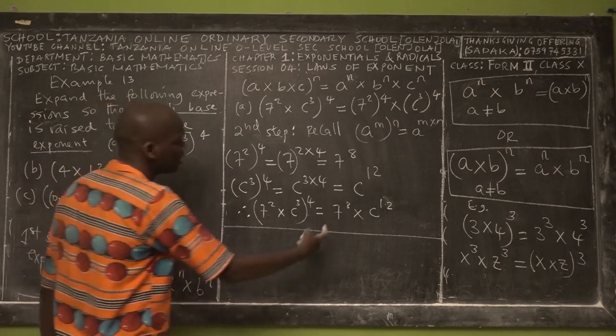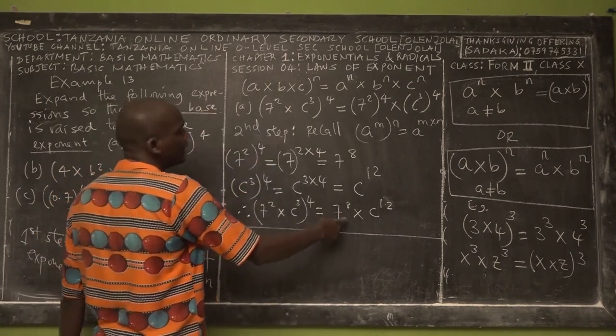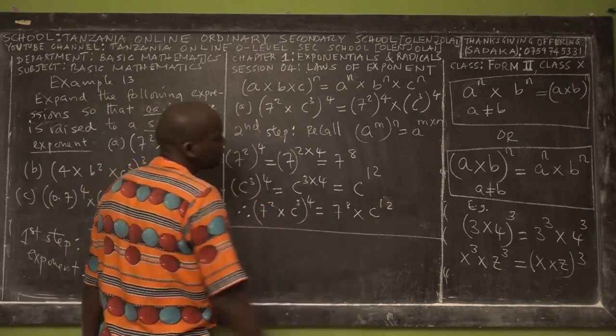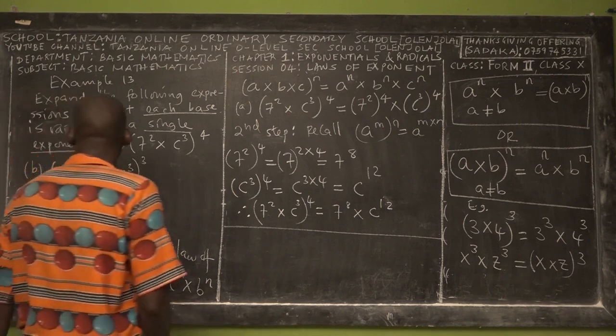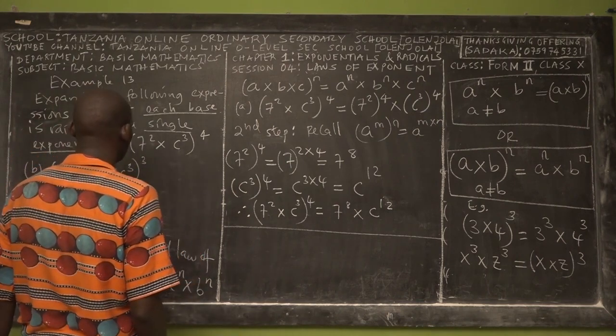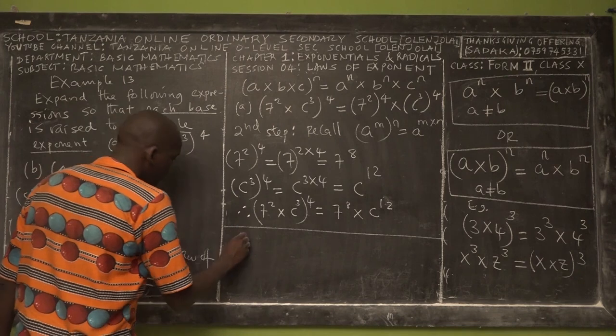So you see that this base has a single exponent and this base has a single exponent. Are we together? Yes. So here we applied how many laws? 2 laws. Third law and second law. Are we together? Yes. Okay. So if you didn't understand, we can go for Roman B.